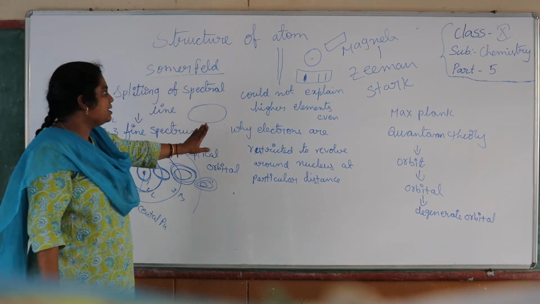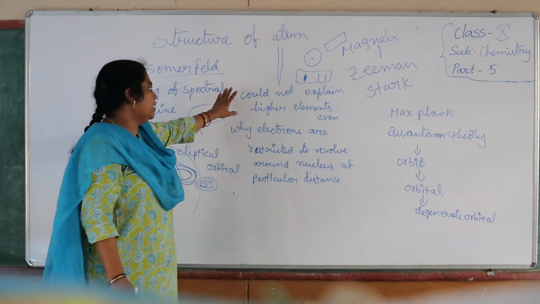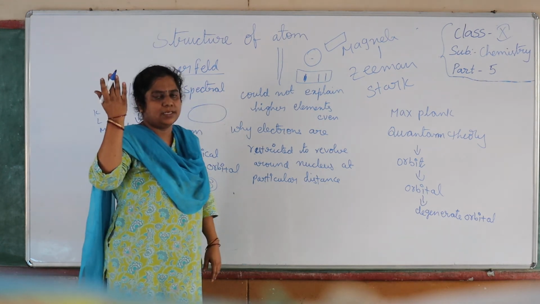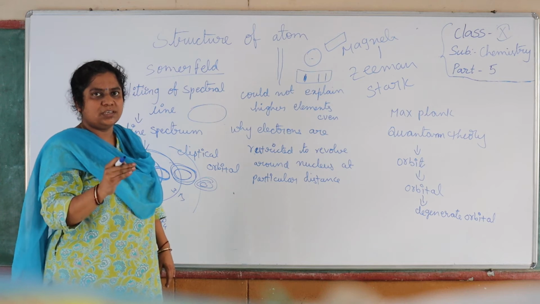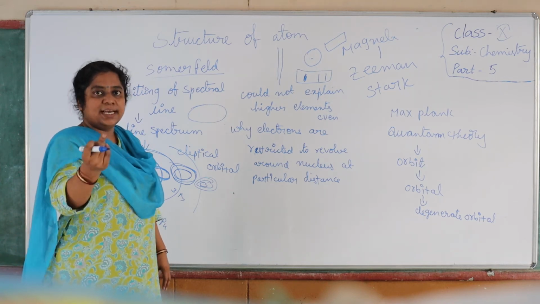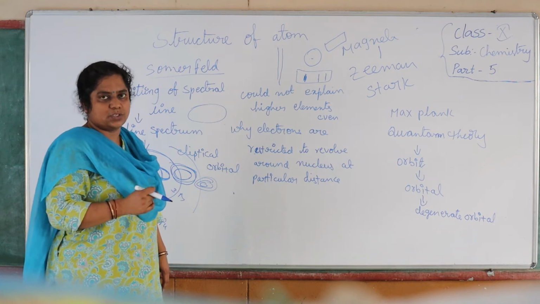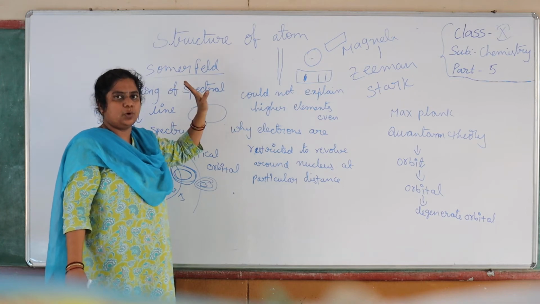Okay, and even his model failed. Why did his model fail? Even he could not explain higher elements. He could explain only small elements like hydrogen and helium plus, only small elements with a single electron or two electrons. But he could not explain higher elements. So even this model failed.